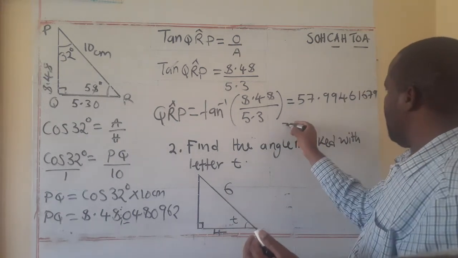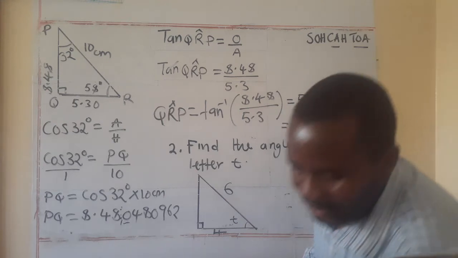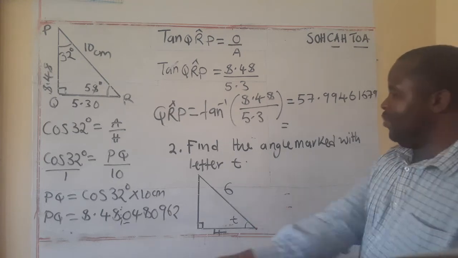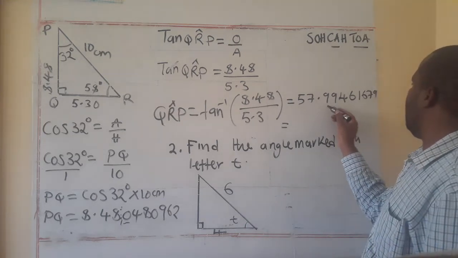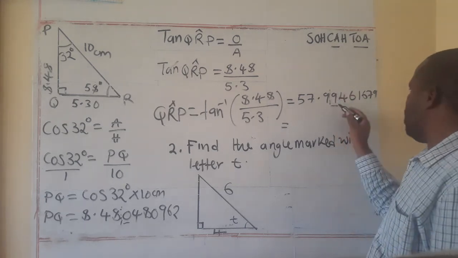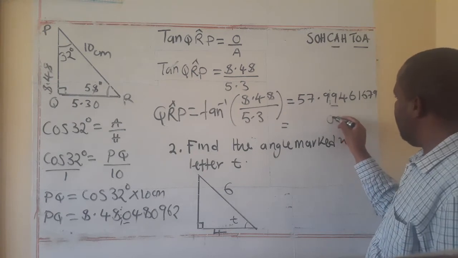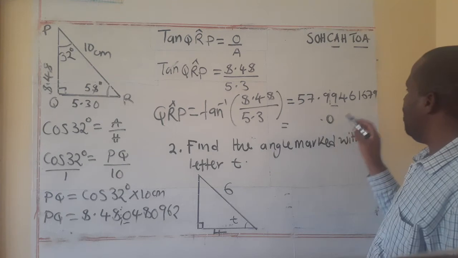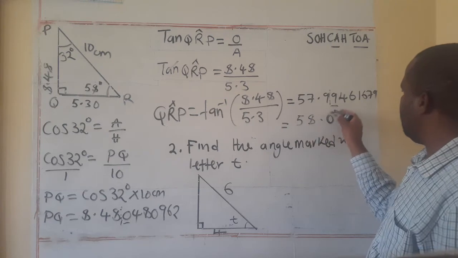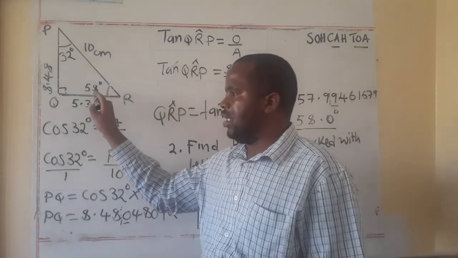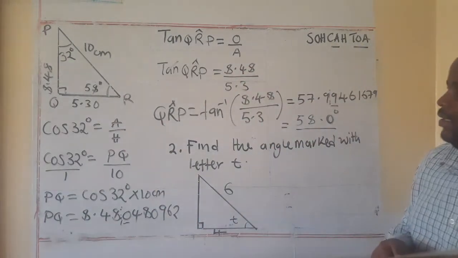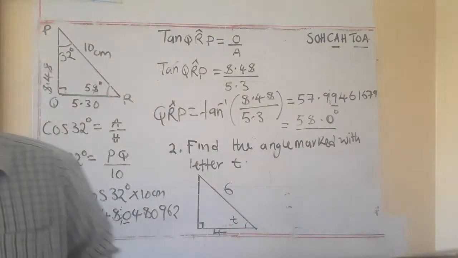The answer shall be 57.9946179. And we are told that when dealing with degrees, you round off to one decimal place. So after the decimal point you count one digit, then drop your line here and consider this next digit as 1. 1 plus 9 gets 10, so you write 0 and carry 1. 1 plus 7 is 8, and here you get 5. So you get this angle, which is 58.0 degrees.